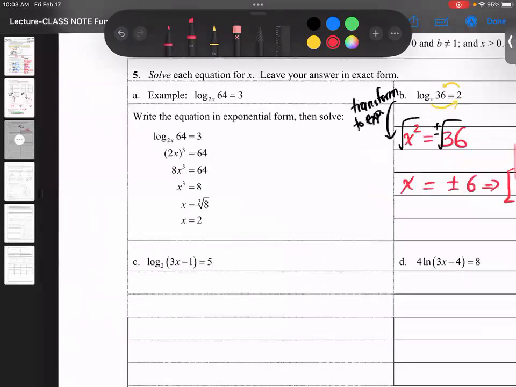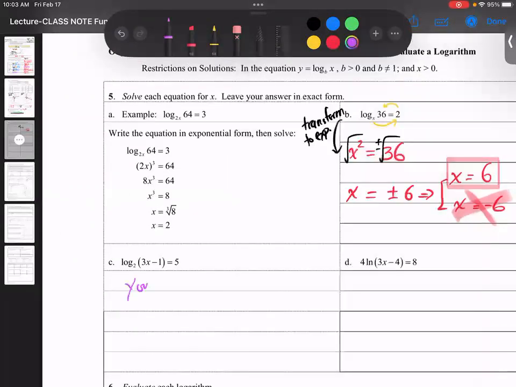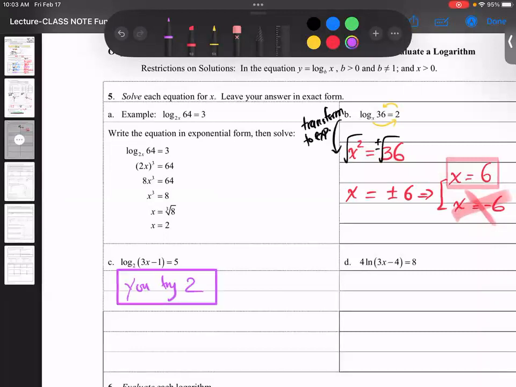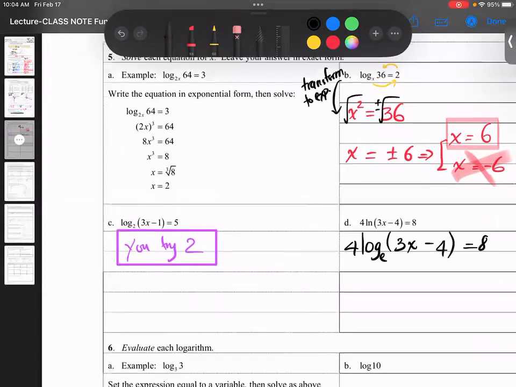C, I'm going to try 2. Let's do D. Before I do D, I would do something like this: 4 times log base e. Right? I like to rewrite ln as log base e, at least for the sake of your understanding. I'll ease you into using ln. Before we transform, I gotta isolate the log, kind of like isolating a square root before you square both sides.